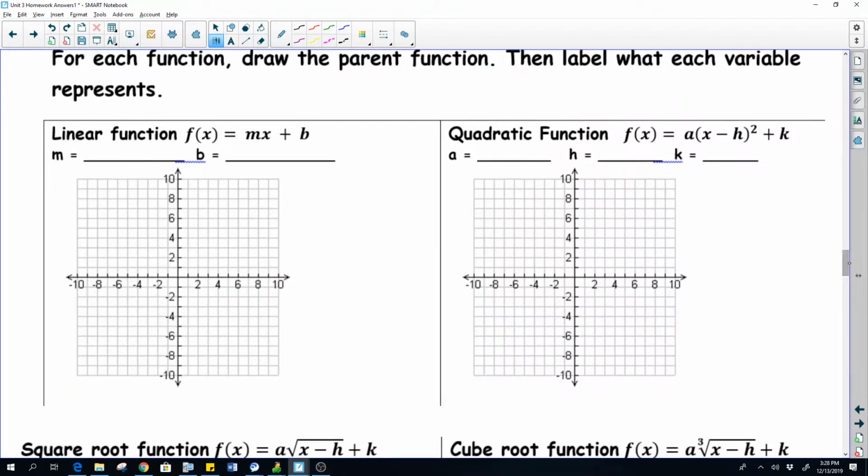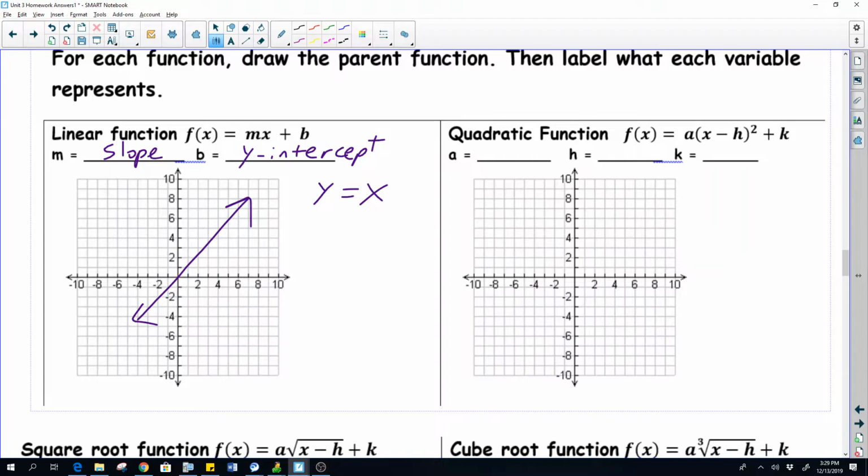We made it. So basically, these ones I can do in class, not so much. You can make up your own thing. Draw the parent function, then label what each variable represents. So m equals the slope, remember linear, and b equals the y-intercept. You can just graph your own thing there if you want. The parent function would just be y equals x, which goes right through the center, 0, 0.